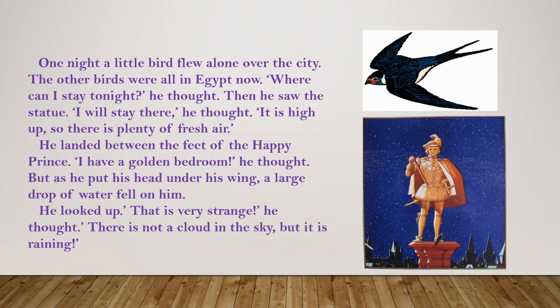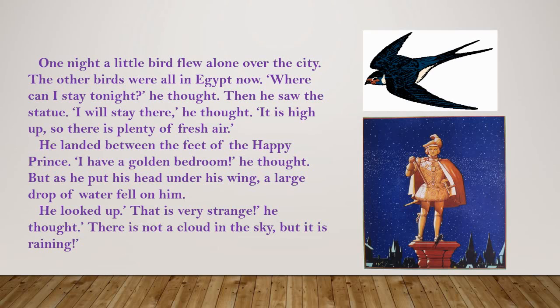One night a little bird flew alone over the city. The other birds were all in Egypt now. "Where can I stay tonight?" he thought. Then he saw the statue. "I will stay there," he thought. "It is high up, so there is plenty of fresh air." He landed between the feet of the Happy Prince. "I have a golden bedroom," he thought. But as he put his head under his wing, a large drop of water fell on him. He looked up. "That is very strange," he thought. "There is not a cloud in the sky, but it is raining."